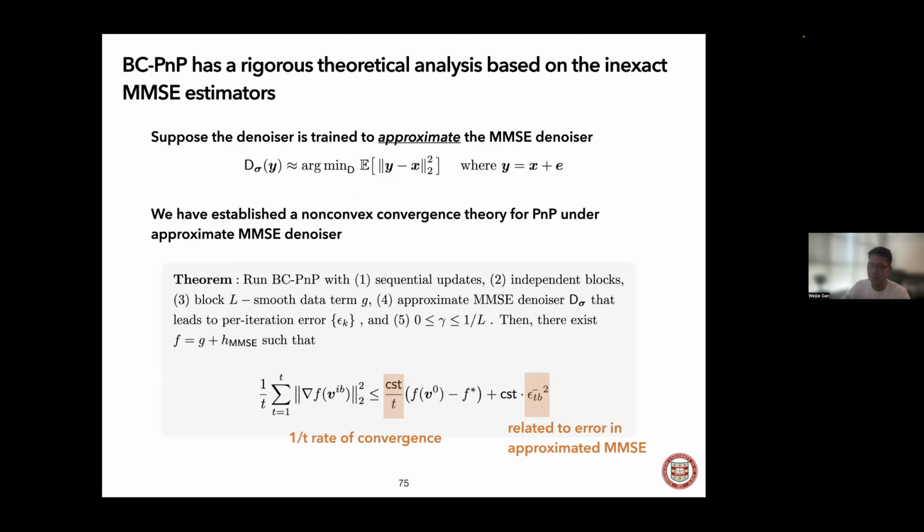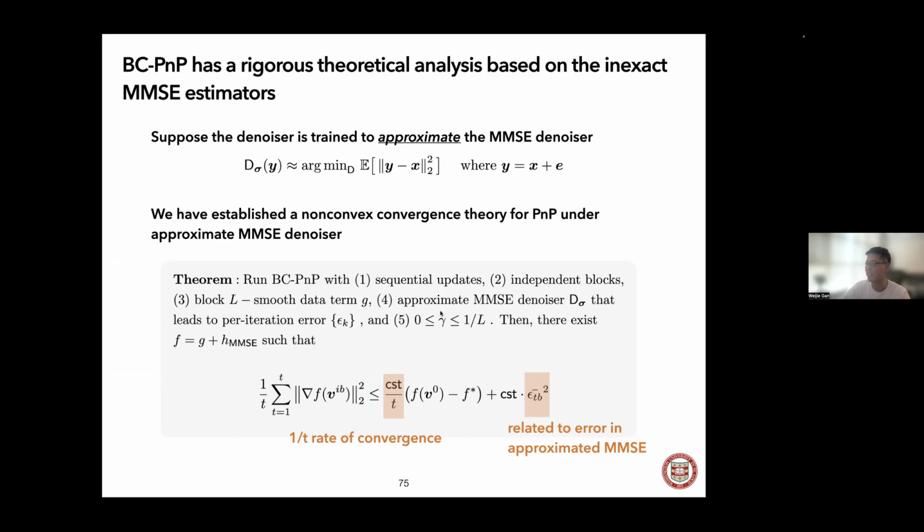And this is the algorithm. I just finished the algorithm of block coordinate PMP, and here are some theoretical results. I know there are a lot of equations here, but I just try to give you a brief takeaway. We have many assumptions, but the key assumption is that the denoiser is trained to approximate the MMSE denoiser, which means we assume the denoiser is so good that it can provide the best denoising results. This is the key assumption.